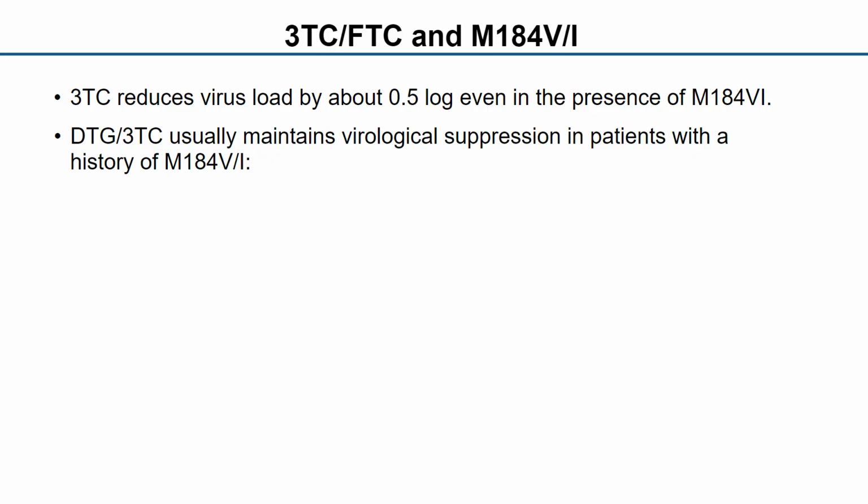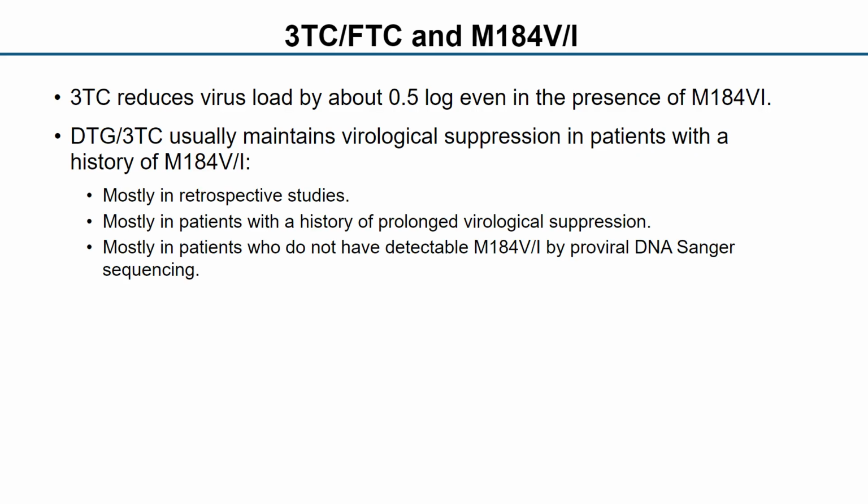In patients with stable virological suppression, dolutegravir 3TC generally maintains that suppression even among those with a history of M184V and I. This is based on 2 small clinical trials and multiple retrospective cohort studies. This is in contrast to dolutegravir monotherapy in patients with virologic suppression, where studies report a 7% rate of virological failure and a 3% risk of dolutegravir resistance.